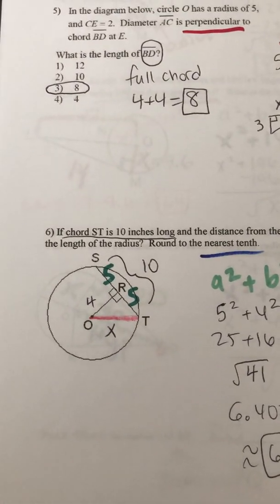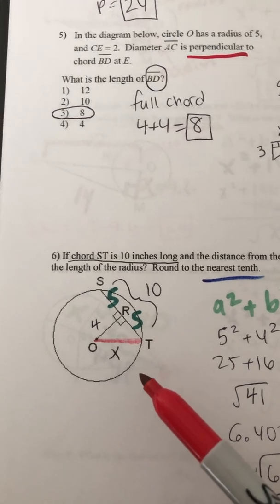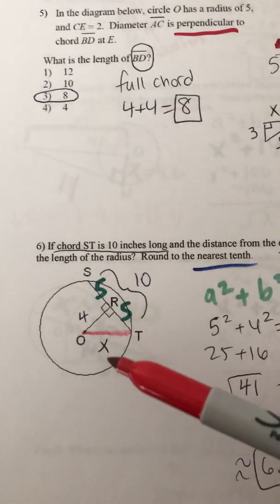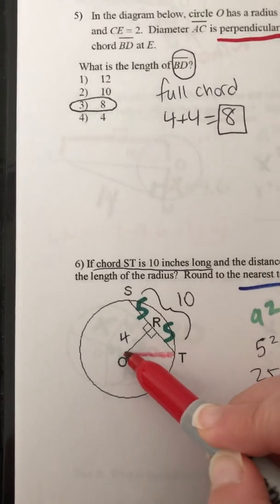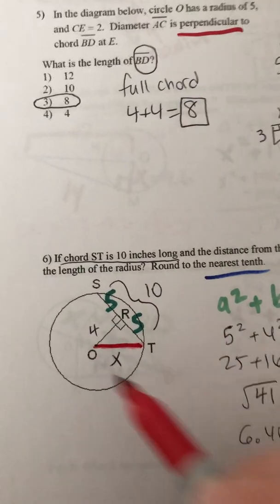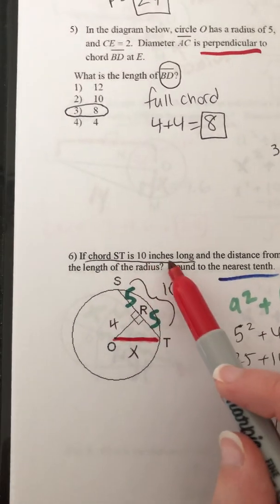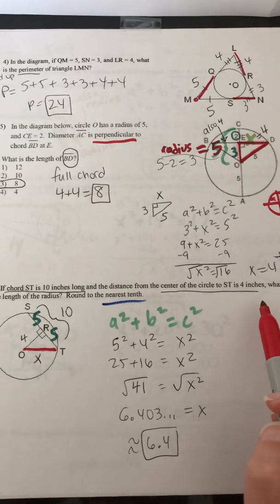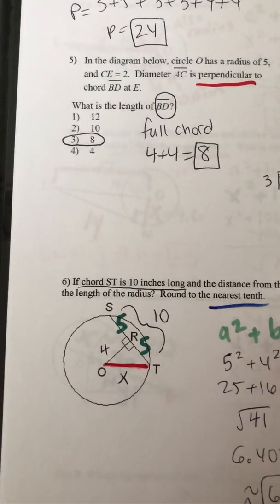The last question over here is probably easier, more directly, you can visualize it right away, this question as compared to this question. So this one's just, oh look, I see a diagram like this. I know I need the radius. I know I need that hypotenuse of a right triangle. Chord ST is 10 inches long, and the distance from the center of the circle to ST is 4 inches. So take a look, what is the length of the radius? Round to the nearest 10th.